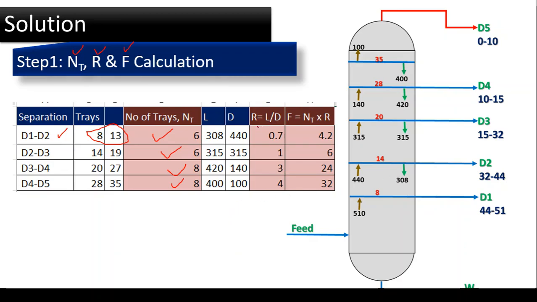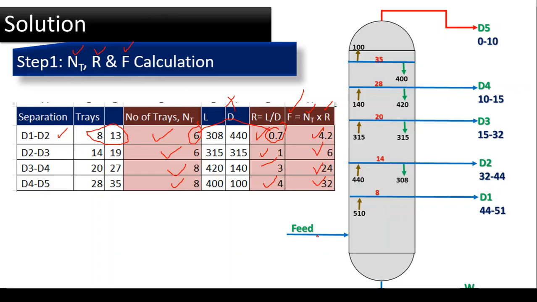L and D are given, so the reflux ratio can be calculated as L by D. So 308 divided by 440, and so on. So NT and R are given. We can find the F value by multiplying these NT and R values. So 0.7 multiplied by 6, you have to multiply these two, and so on. So finally this is our first step, where we have to find the F value, because in the graph we need the y-axis, that is the F value.